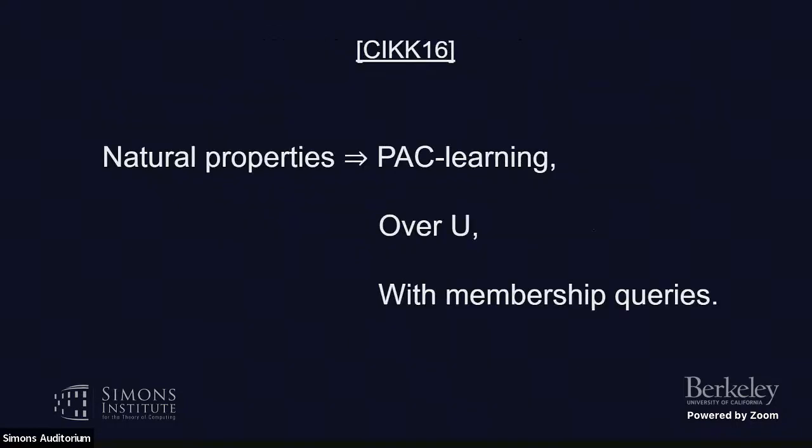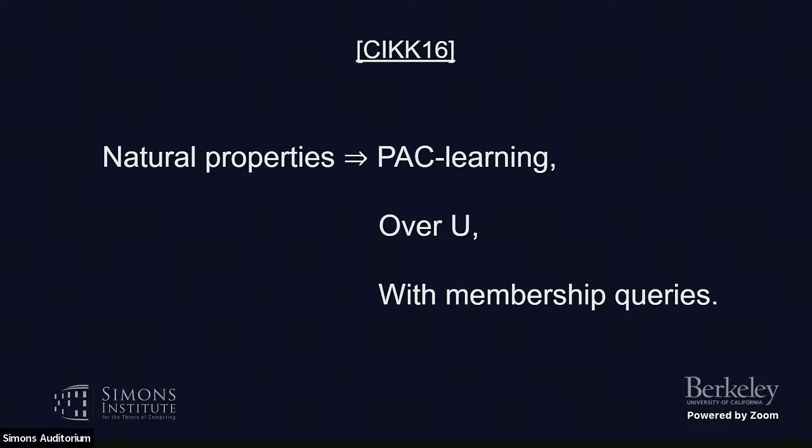So there's this result of Carmosino, Impagliazzo, Kabanets, and Kolokolova, which is exploiting that antagonism between learning and pseudorandomness. Okay, so it says that if there's a natural proof of a circuit lower bound, in the sense of Razborov and Rudich, then you can PAC learn over that same circuit class, over the uniform distribution, and it'll require membership queries.